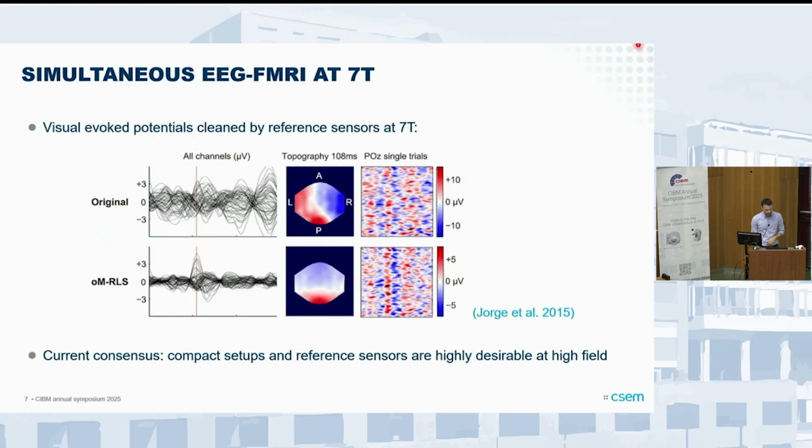Here's an example of the improvements related to that correction on visual evoked potentials. So just to see, starting from a situation that is quite noisy in terms of the average responses, letting us recover a large positive peak, dominant positive peak at 100 milliseconds from the stimulus, which is what is expected. A recovery of a topography that is more occipital and of clear, so each row would be one individual trial of a response. A recovery of a consistent response across trials. So the current consensus today is that this type of modifications are highly desirable for EEG fMRI at any field, and particularly as you go to higher fields.